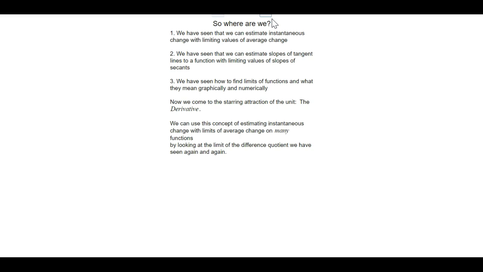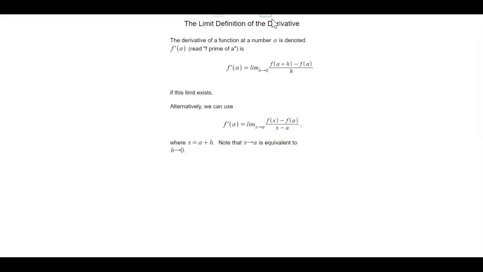The derivative, really what we've been looking at in the last few slides here, is the derivative. But the derivative is the concept of estimating instantaneous change with limits on many functions, not just a position function or not just from the graph of a function and talking about secants and tangents. It has much, much, much broader scope.